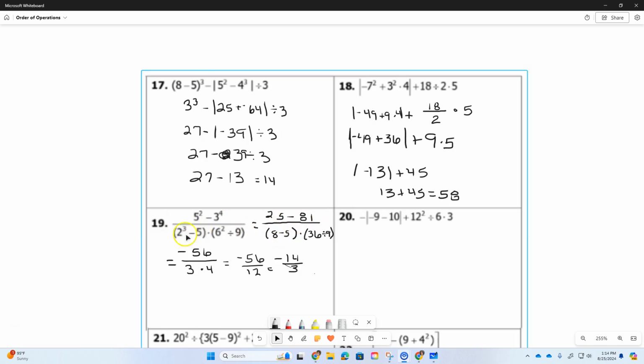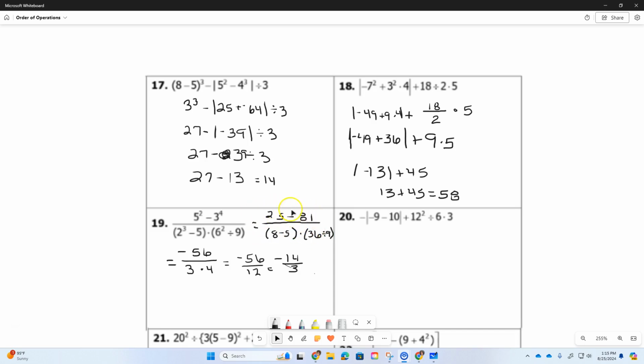I did what I could, the first step inside each grouping symbol. So I did the grouping symbol on top, I did this grouping symbol on bottom, and then I did this grouping symbol on bottom. I did the first step in each one. First steps, 2 cubed is 8, and then 6 squared is 36. So I did the first step in all of them.